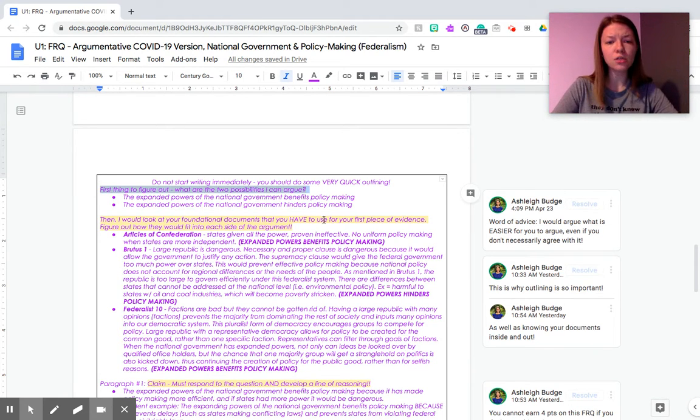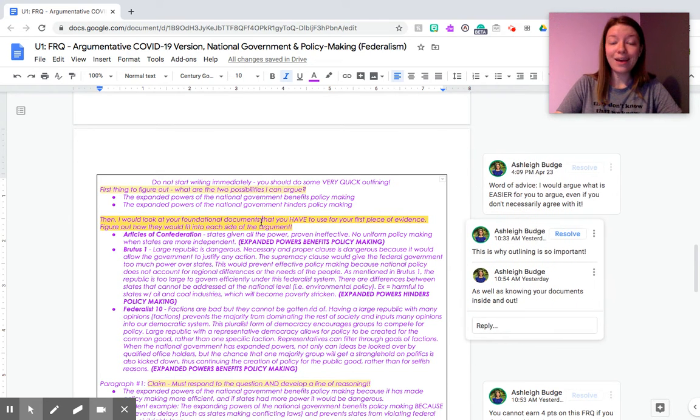Once you figure out what the two possibilities are that you can argue, then I would take a look at the foundational documents that you have to use for that first piece of evidence, and figure out ultimately where they fit on each side of the argument.